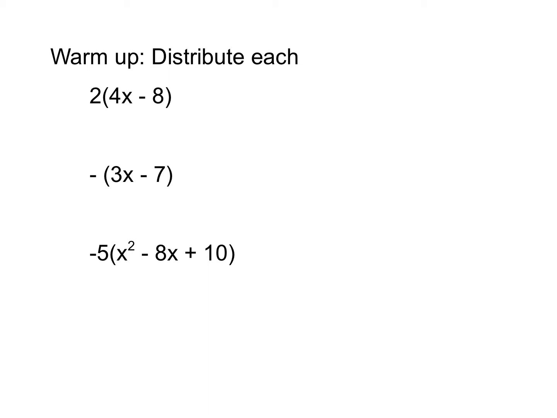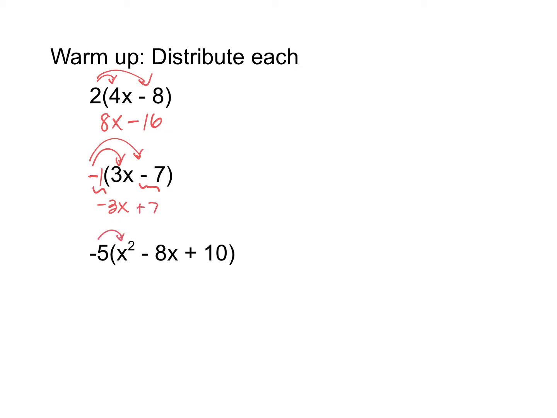Again, this should be super duper easy, but you always multiply both of those parts by the 2. So I would get 8x, and then 2 times negative 8 is negative 16. If I have a negative sign out front, it's kind of like putting a negative 1 out there. So I would do negative 1 times 3x is negative 3x. And be careful here, a negative times a negative turns to a positive 7.